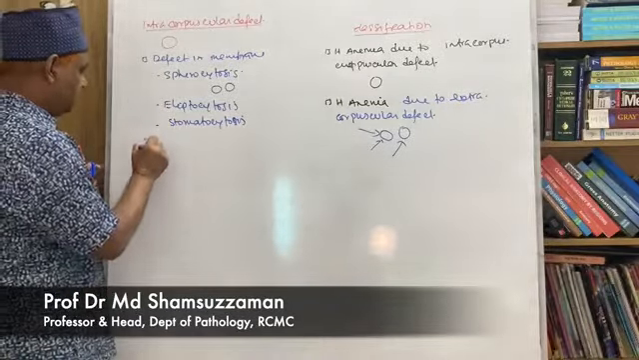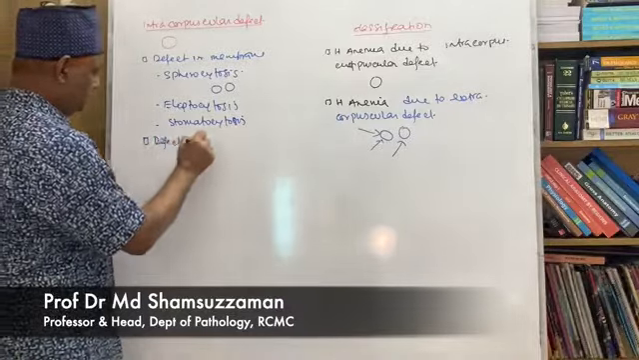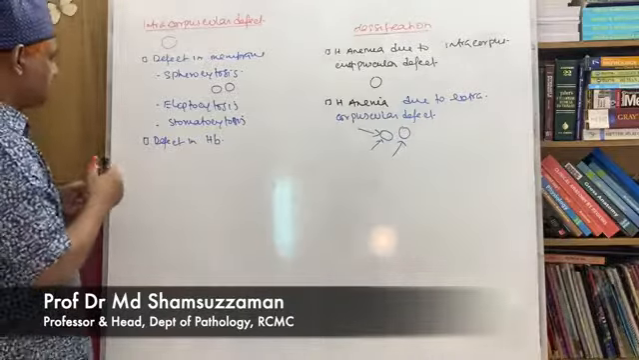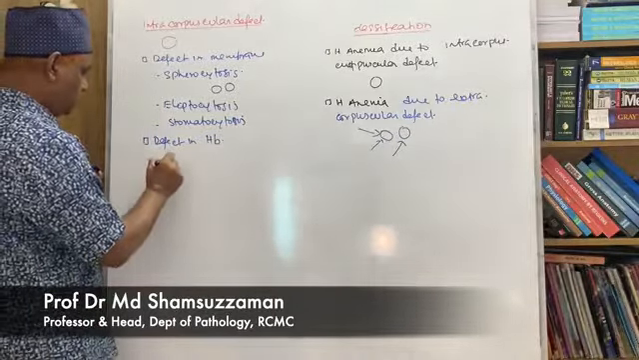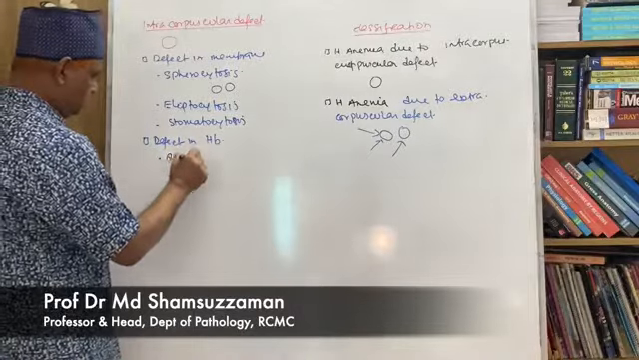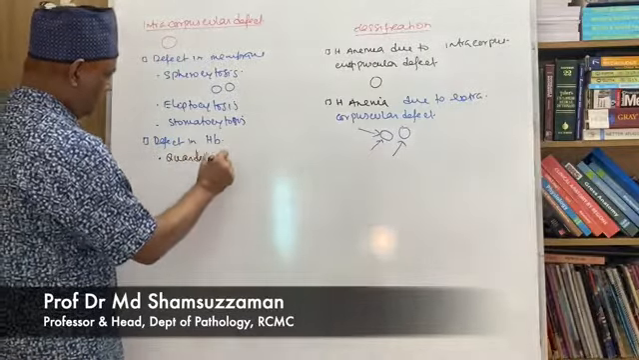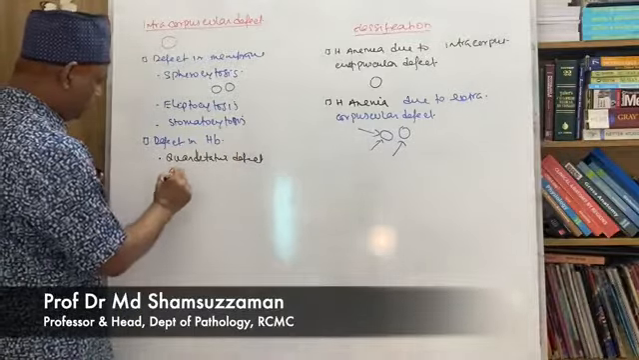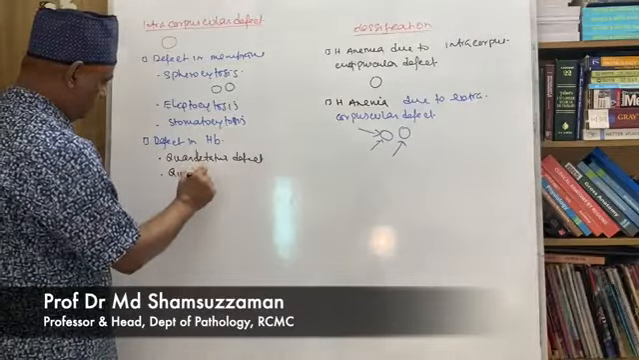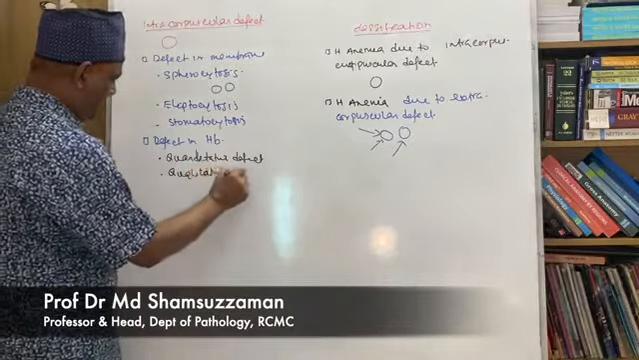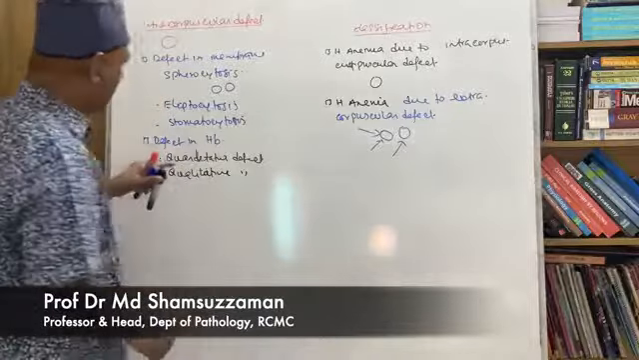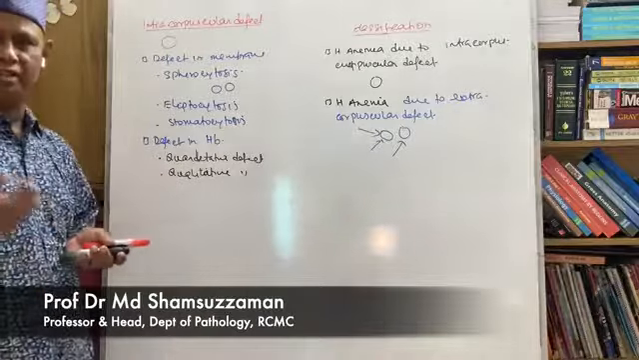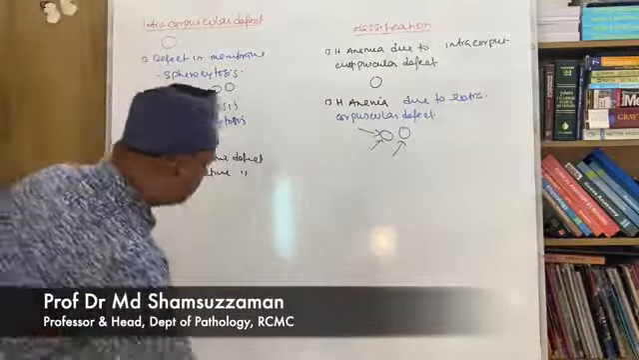Another is defect in hemoglobin. The defect may be of two types: one is a quantitative defect and another is a qualitative defect. The quantitative defect is called thalassemia, and the qualitative defect is the structural defect of hemoglobin. It is called hemoglobinopathies.